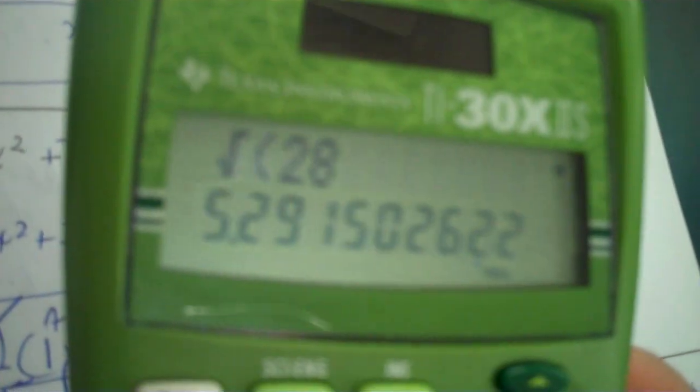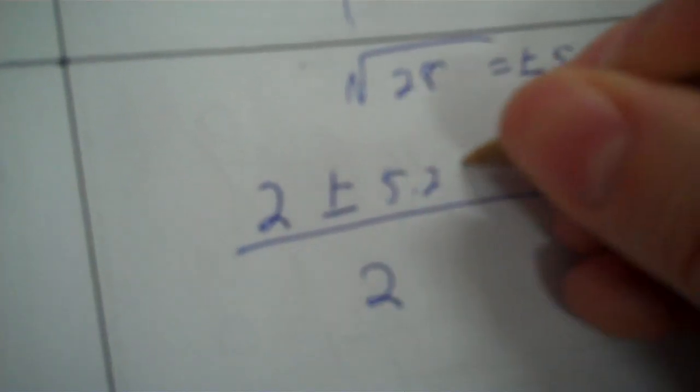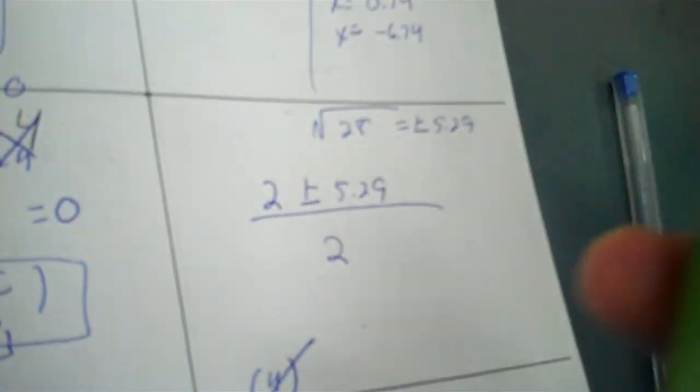Negative 2 to the second, subtract the product of 4, 1, negative 6, and that's 28. Now you find the square root of 28. The square root of 28 is 5.29. Okay, so we take 2 plus 5.29, click equals, divide by 2, 3.65. Then 2 minus 5.29, click equals, divide by 2, negative 1.65.